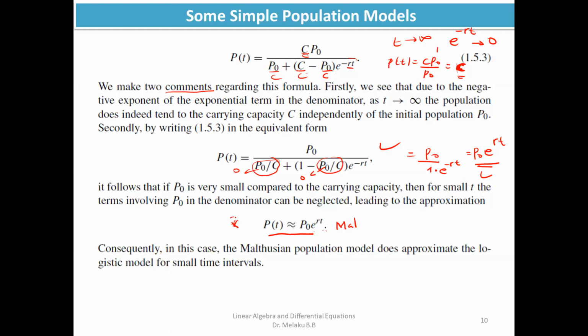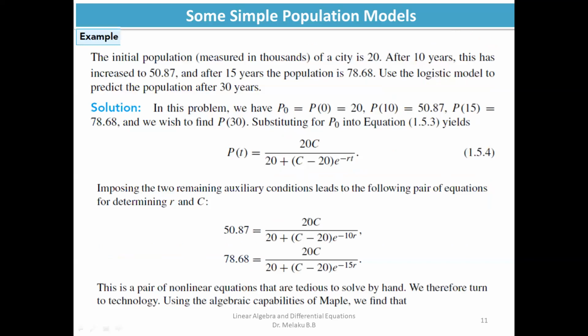So these are two important things that you should know. As t goes to infinity, P as t will approach the carrying capacity. And the second is that the Malthusian population model does approximate the logistic model for a small time interval. These are the two remarks that you should know.